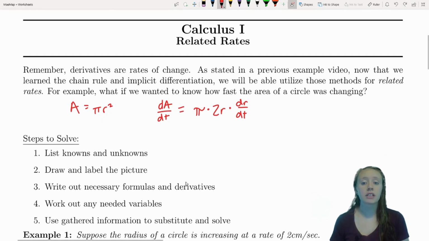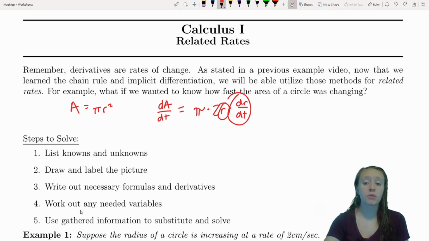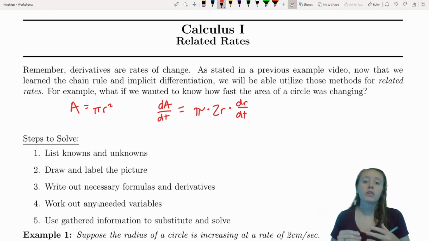First, we're going to list our knowns and unknowns. So like up above, if I was finding the area of the circle, how fast that was changing, my unknown is dA dt, and then hopefully somewhere in my problem, I'll be able to figure out r and dr dt. Either those will be given, or I'll work out those needed variables in step number 4. But we start out by listing our knowns and unknowns, essentially reading through the problem once.